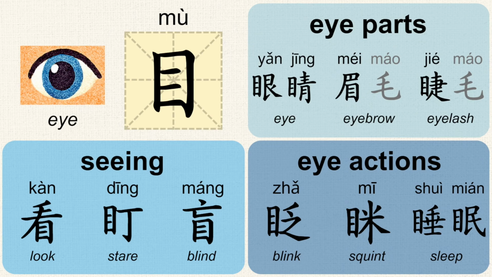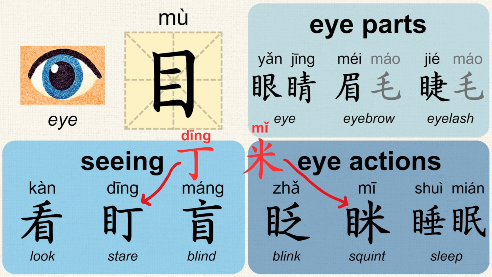As you can see, when mu is used as a radical, it mostly appears on the left or at the bottom of the character. The other part of the character determines how it is pronounced. For example, ding still sounds the same when adding the mu radical, or mi changes the tone.